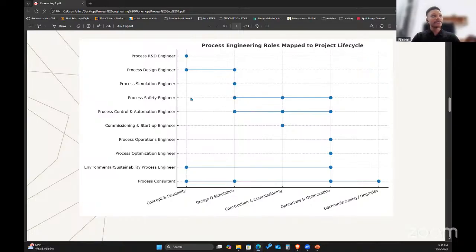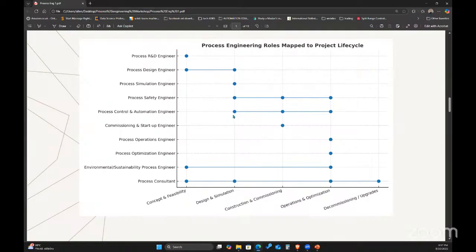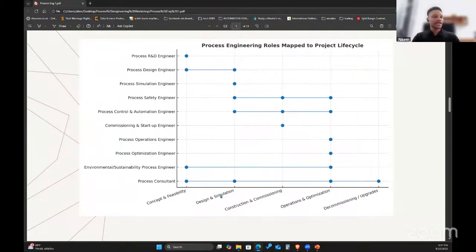All right. So this role also overlaps with the process simulation engineer at the second stage, design and simulation, and also the process safety engineer and process automation. They all work together at this stage for the design and simulation.